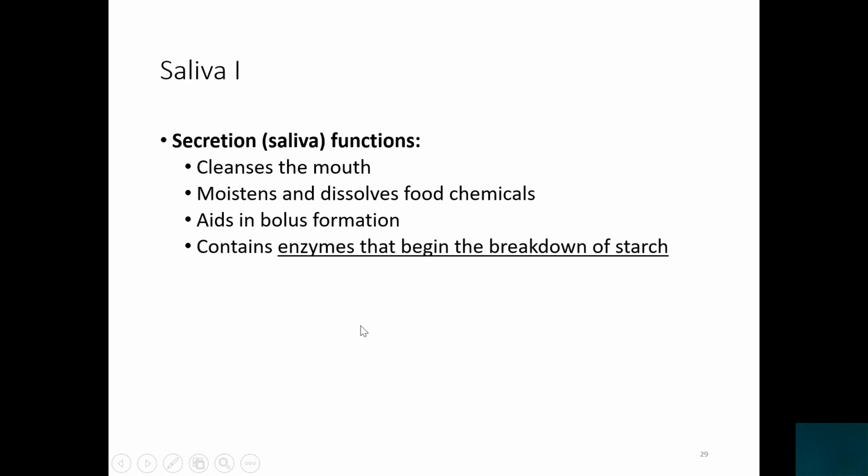Main function of the salivary glands, of course, is production of saliva. And functions of saliva would be it cleanses the mouth, moistens and dissolves food chemicals, and aids in bolus formation. It means before we can even swallow our food, it should be chewed and mixed with saliva. Otherwise, we won't be able to swallow it. Also, saliva has enzymes that begin the breakdown of starch, type of carbs.